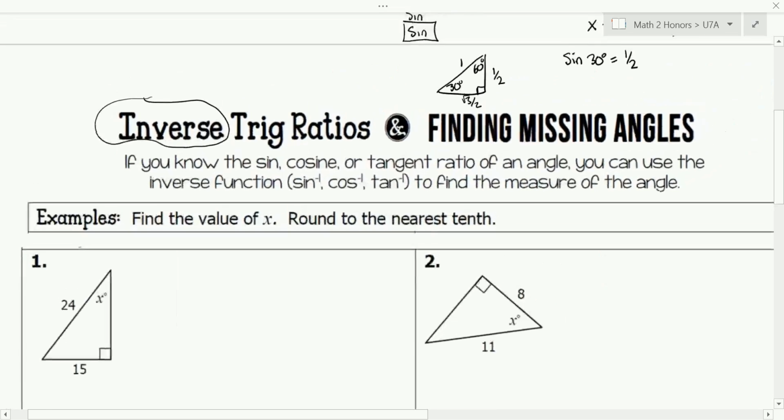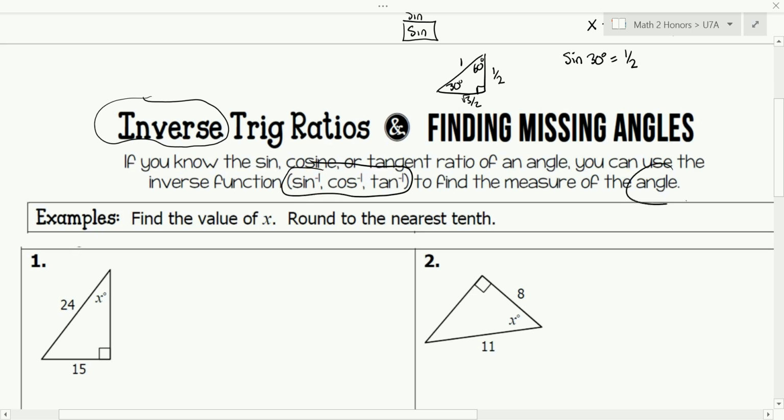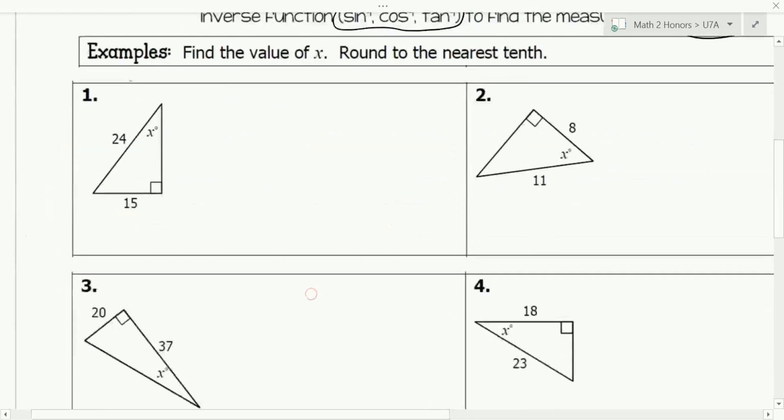And cosine has an inverse, tangent has an inverse, and what you just need to remember is the only time you need these things is when you're looking for angles. They don't come up a lot, but when you're looking for an angle, that's when you're going to need it. Okay. So let's take a look at number 1.